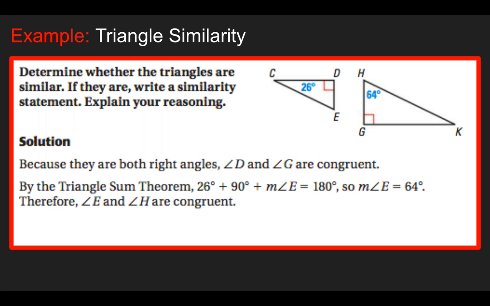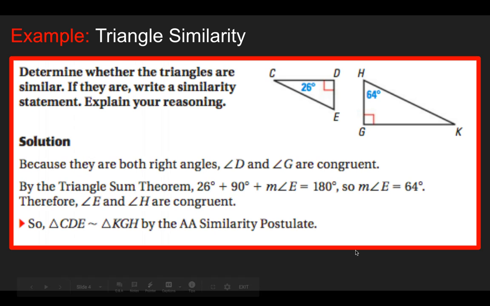By the triangle sum theorem, 26 plus 90 plus the measure of angle E has to be 180 degrees. If we subtract 90 and 26 from 180, we get that the measure of angle E has to be 64. If the measure of angle E is 64 and H is 64, that means E and H are congruent. Now we have two pairs of congruent angles, the right angle and E and H. Therefore, by the angle-angle similarity, triangle CDE is similar to triangle KGH.